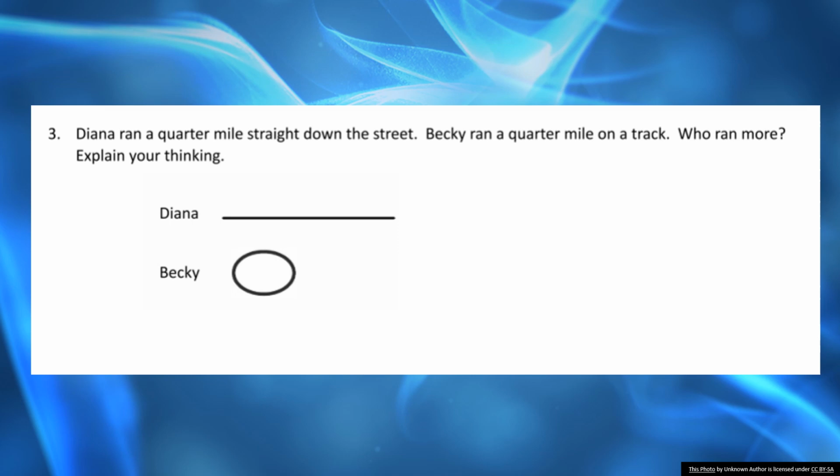Becky ran a 1/4 mile on a track. So Becky also ran a 1/4 mile, but she ran hers on the track, round and round in a circle. Who ran more? Well, who do you think ran more? Was there any difference in the amount they ran? There's a difference in the direction they ran. Like one ran straight, the other ran around a track, but they both ran a 1/4 mile. So who ran more?